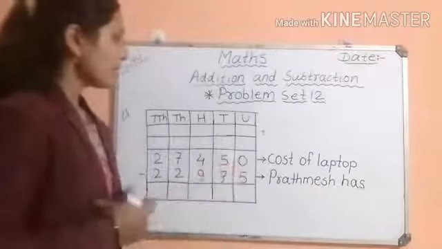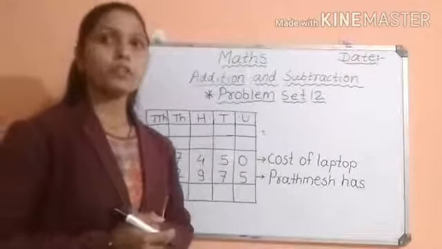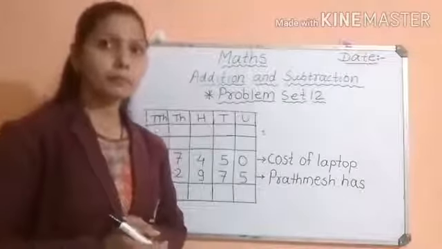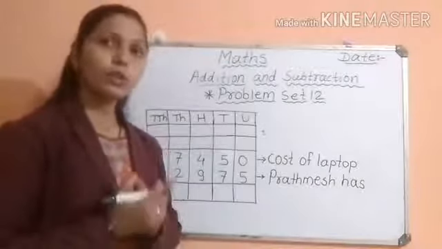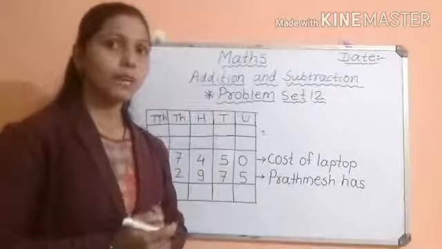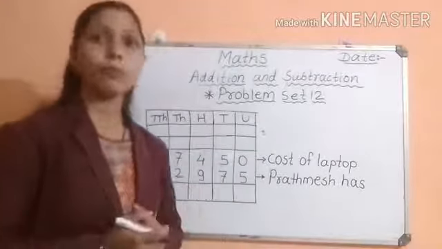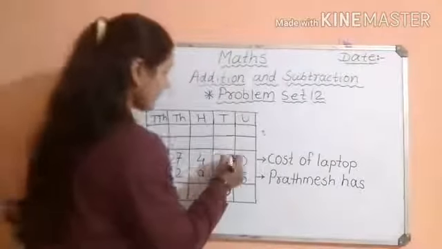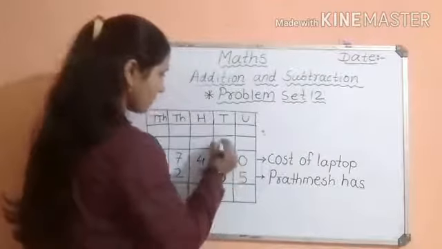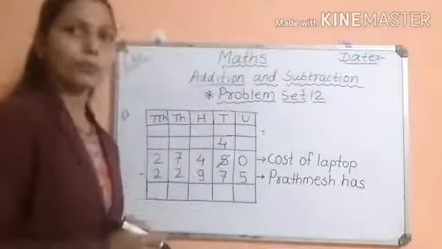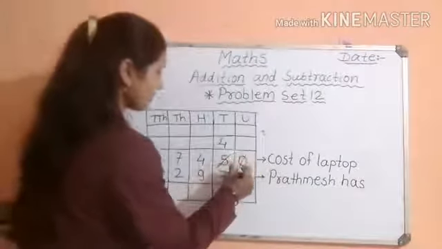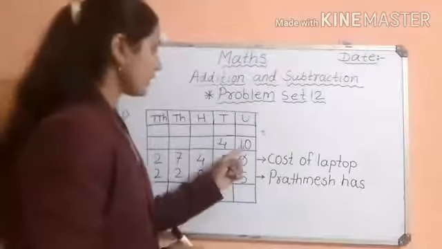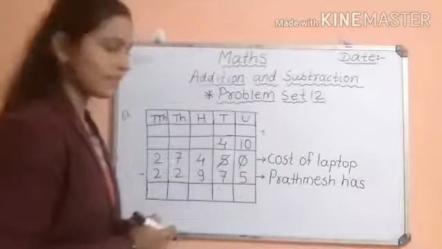See here, 0 minus 5. It is not possible because we cannot subtract any number from 0. So what do we have to do? We have to take one borrow from the next number. If we take one borrow from the next number, here 4 will remain, then here comes 10. Now do the subtraction. 10 minus 5, yes, correct, 5.